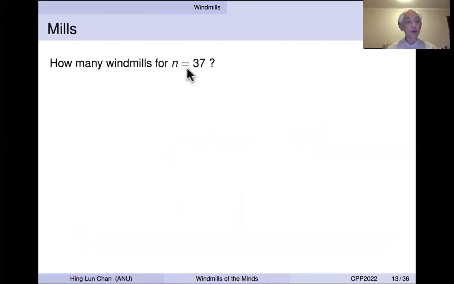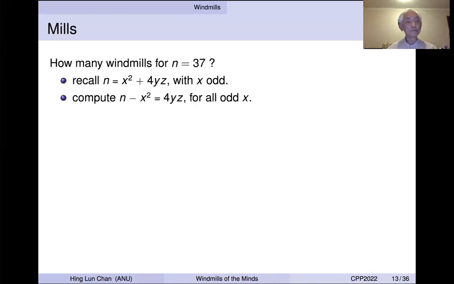Coming back to our example, the number 37 is a tick number. How many windmills does it have? Recall that this is the expression for the windmill, and n is odd. So this must be, the other part is even, and so this part must be odd. And if the square is odd, then x itself must be odd. So we can compute this difference for all the odd x, right?